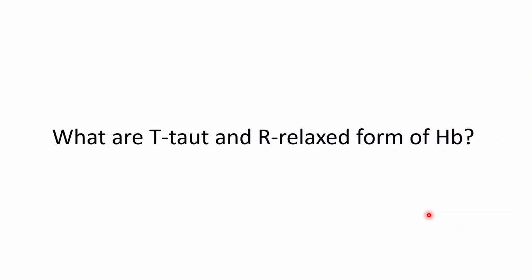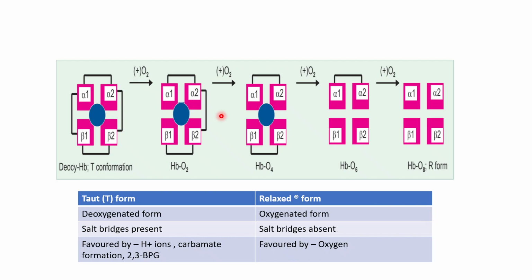Now we should also know there are two forms of hemoglobin. One is the T form or the taut form, and the other is an R form or the relaxed form. So what do we mean by taut form and what do we mean by relaxed form, that we should know. Okay. So this is again a simplified structure of hemoglobin, which consists of 4 polypeptide chains, 2 alpha chains and 2 beta chains.